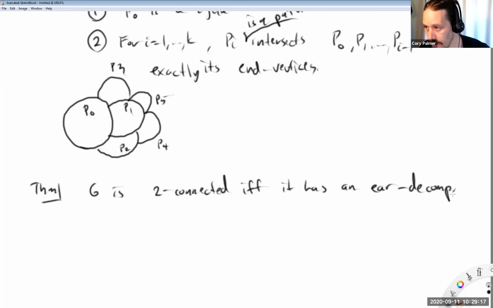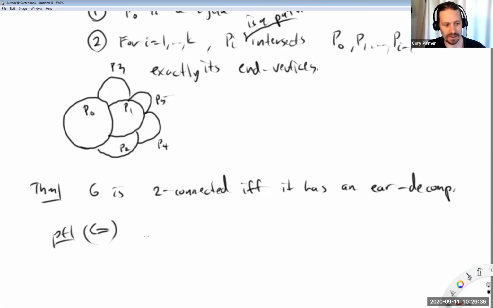It doesn't tell you how to find it. And in fact, the proof we do will not tell us how to actually find it directly, but being two connected is the same as having an ear decomposition. Okay, so again, it's an if and only if. It's another characterization. So we have two directions to prove here.